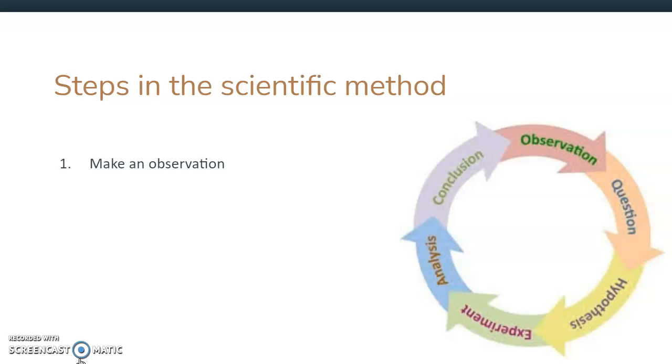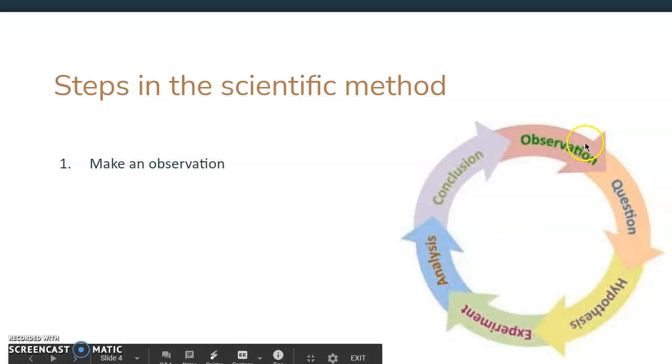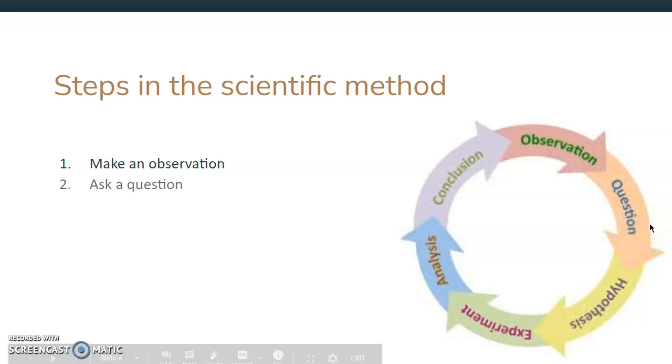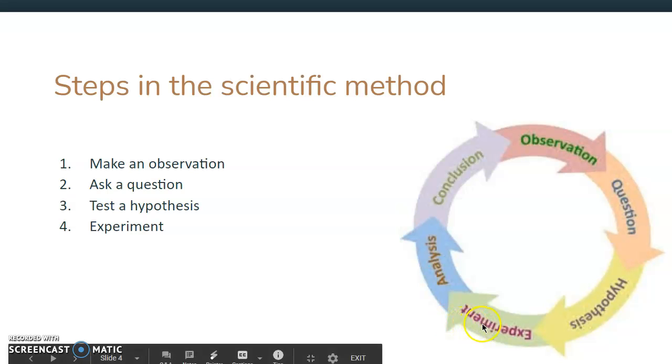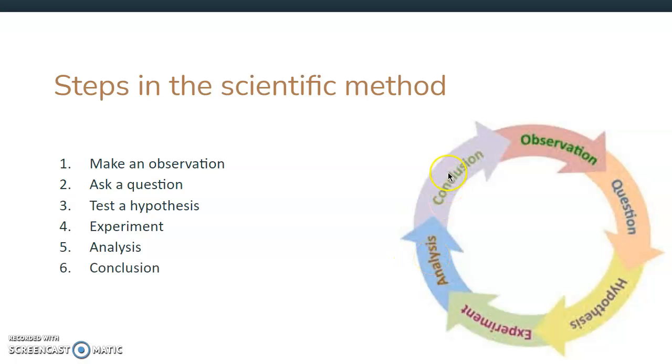So our first thing is to review our steps in the scientific method. Step one is an observation, and over here on the right we have a nice picture that says observation, with an arrow going to question. Step two is to ask a question. Then we go to hypothesis, which is step three, test a hypothesis. Step four, we plan or design an experiment. Step five, we have analysis of our results. And then step six is conclusion.